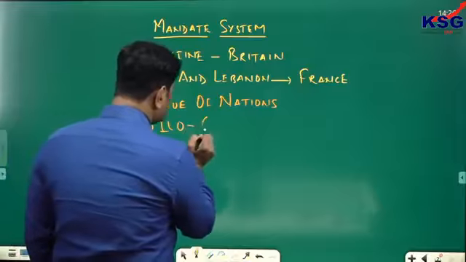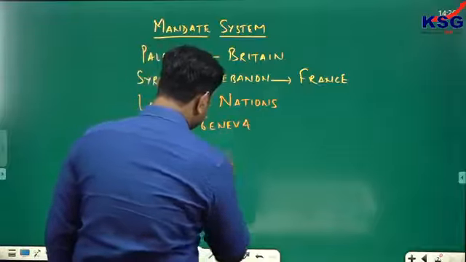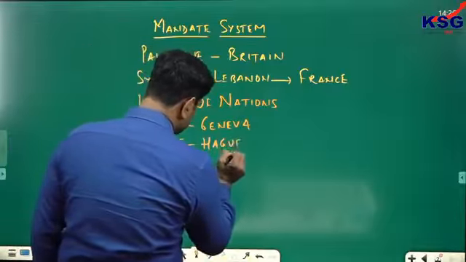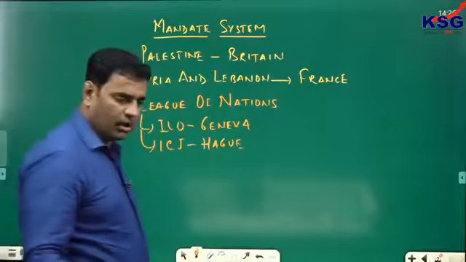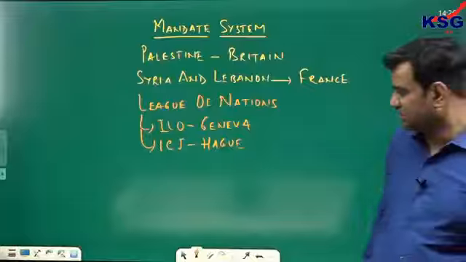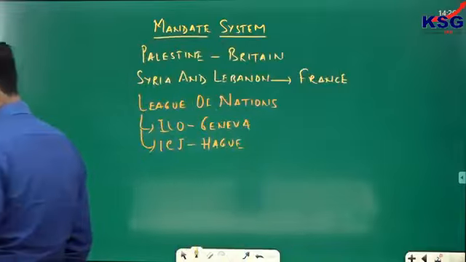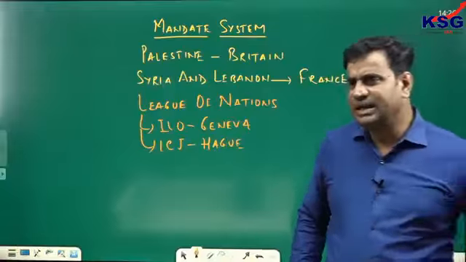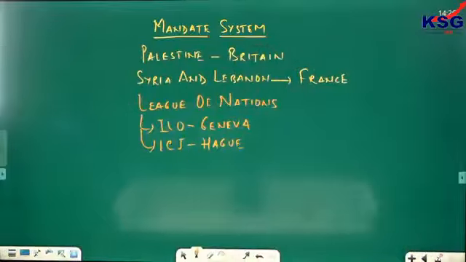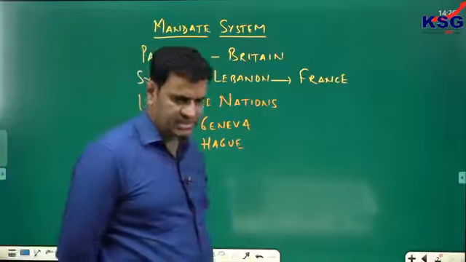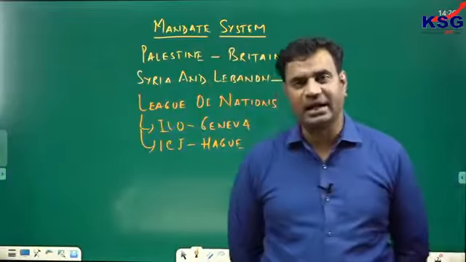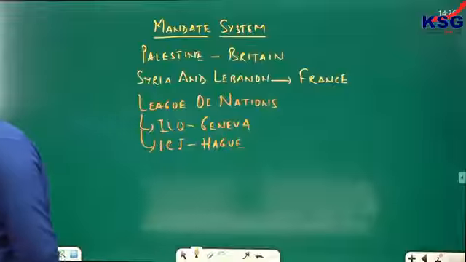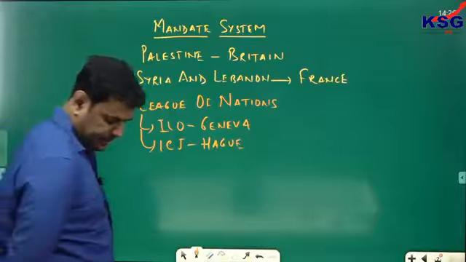The League of Nations established two specialized agencies in the form of the International Labour Organization at Geneva and the International Court of Justice at the Hague, Netherlands, which continue to exist till contemporary times.